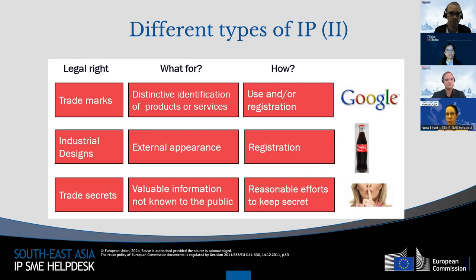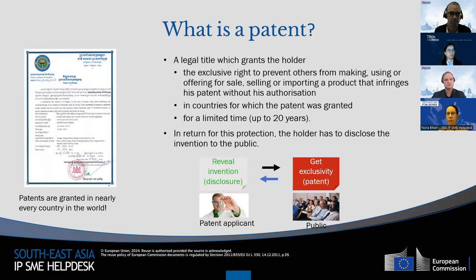Next slide, please. So what is a patent? A patent is sometimes considered as a contract between the applicant and society. The applicant and the patent owner are interested in benefiting personally from their invention. They have the right to prevent others from making, selling, offering for sale, or importing the product that infringes their patent for a limited amount of time in the country where the patent has been granted. The exception to this is use for non-commercial purposes, for example, private use or academic research.